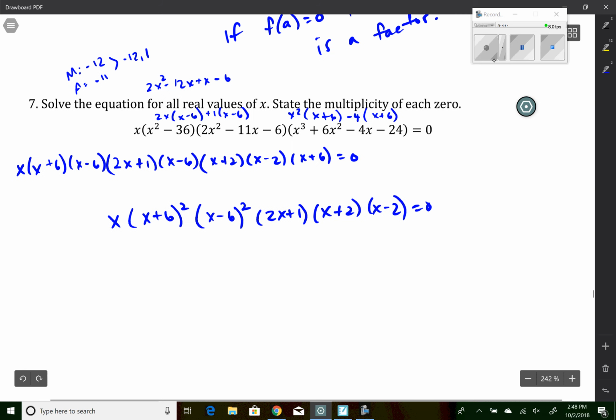The zeros for this function are x equals. Smallest number was negative 6 with a multiplicity of 2. Next smallest number was negative 2, negative a half, positive 2, oh no, 0, positive 2, and positive 6, also with a multiplicity of 2.